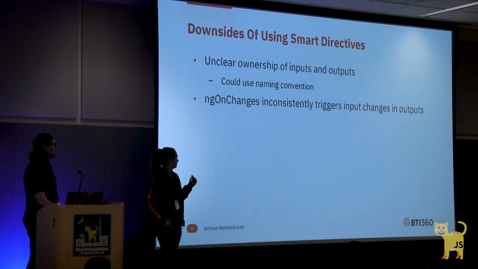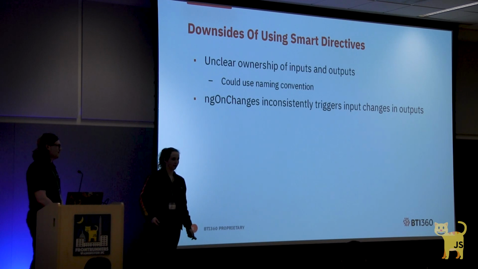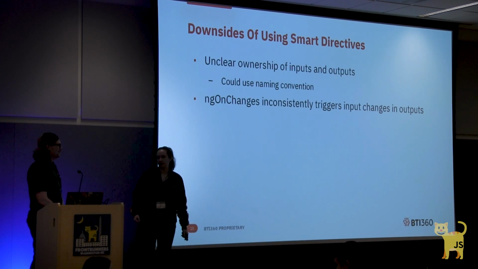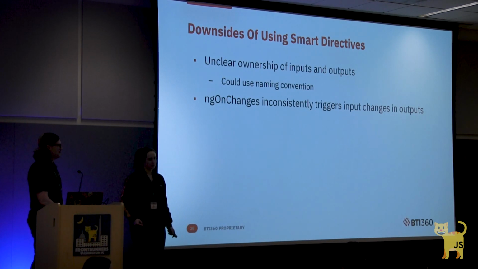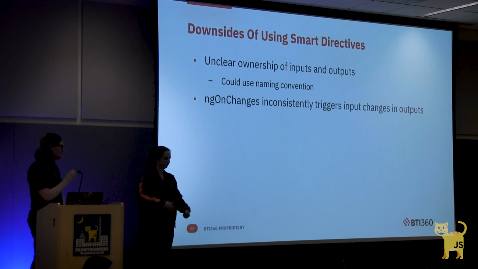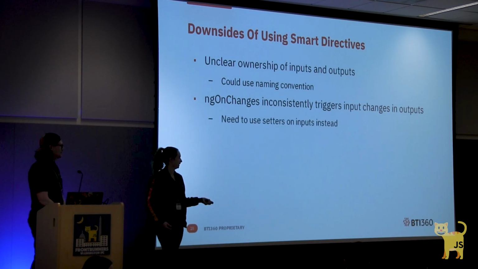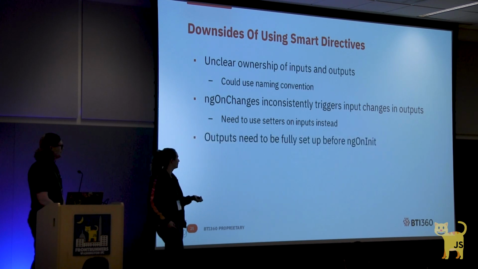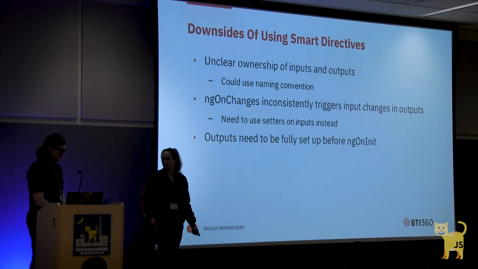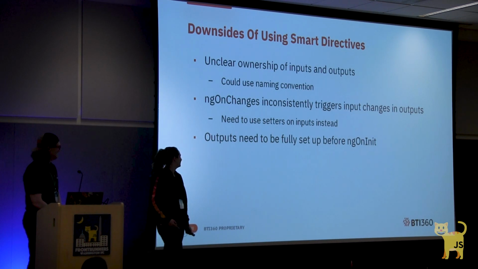Like Jacob said, ngOnChanges inconsistently triggers input changes in outputs. ngOnChanges is a little bit finicky, so it really only listens when you have a reference change, not just when the value is changed in your observable. So if you use setters on inputs, that tends to work a little more consistently. It's also my preference personally. I'm not a big fan of ngOnChanges.